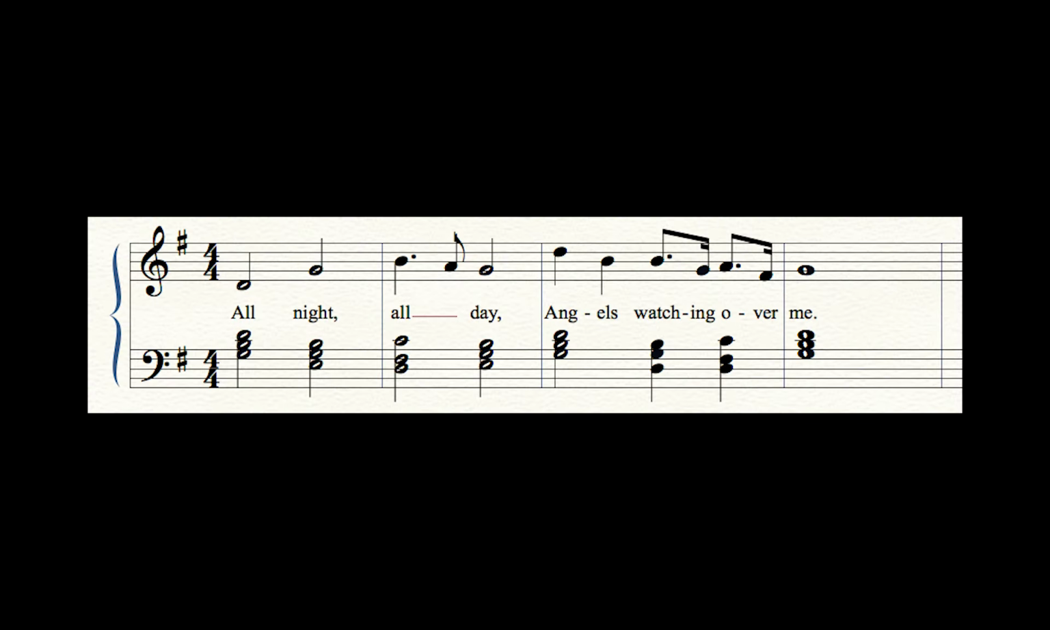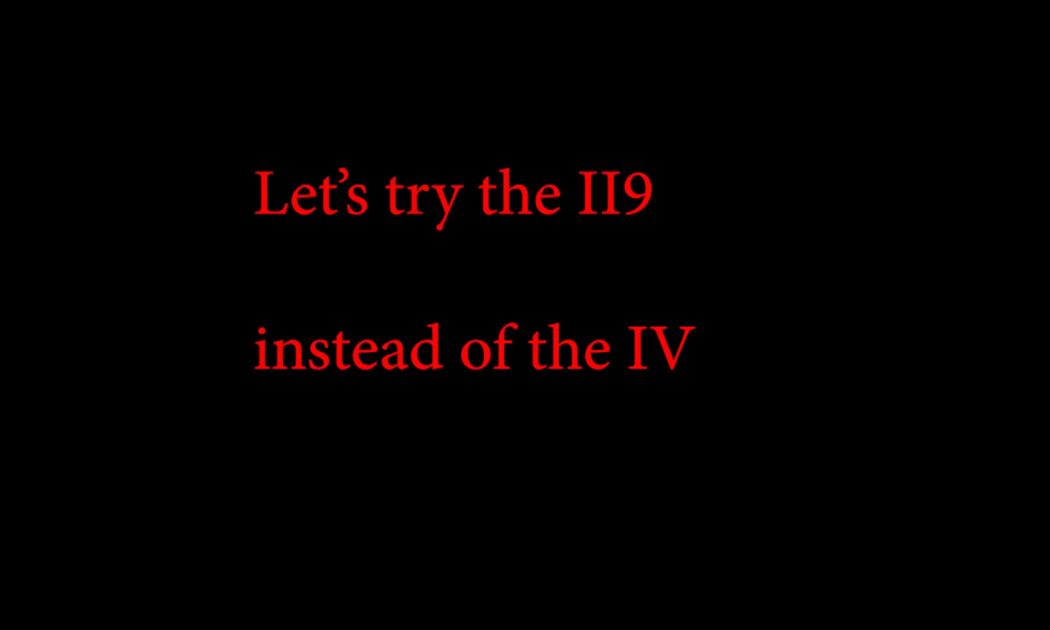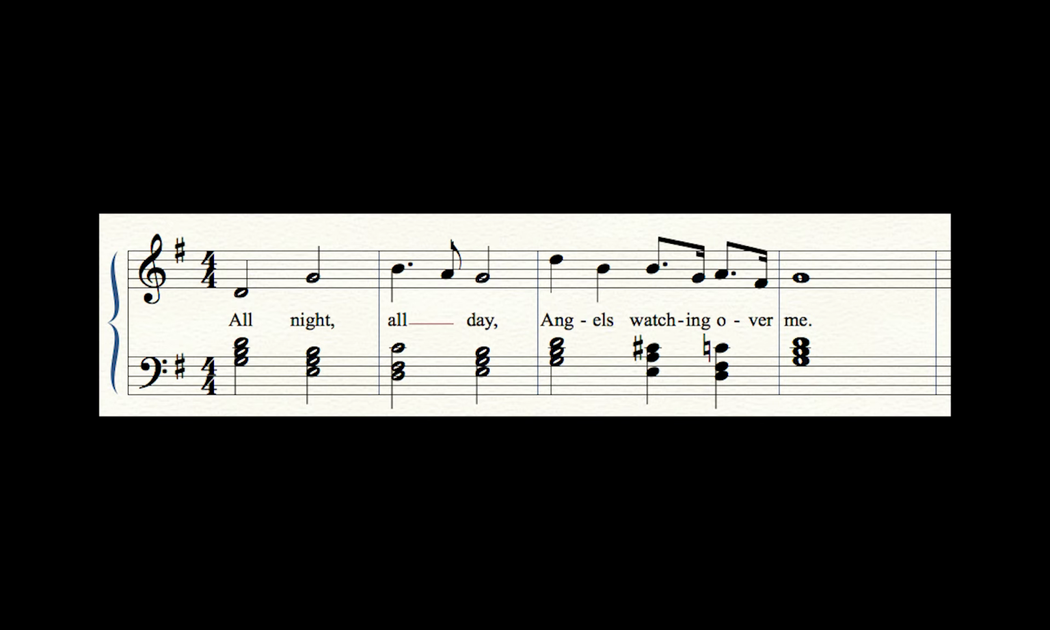One of the most common functions of the 2/7 chord is to give more color and interest in the final cadence of a song. Here is a typical way of harmonizing the ending of this folk song. It's okay, but how much more interesting it is to slip in a 2/7 chord. Here we go.